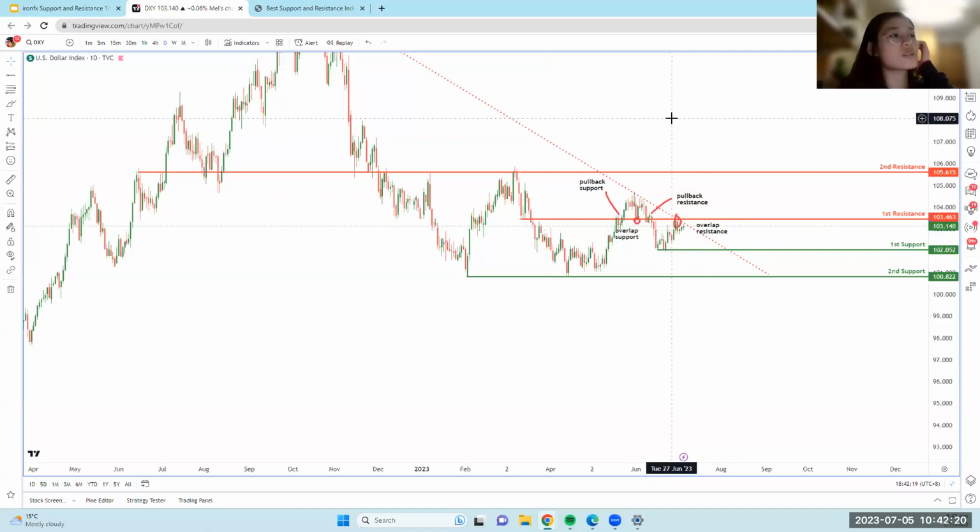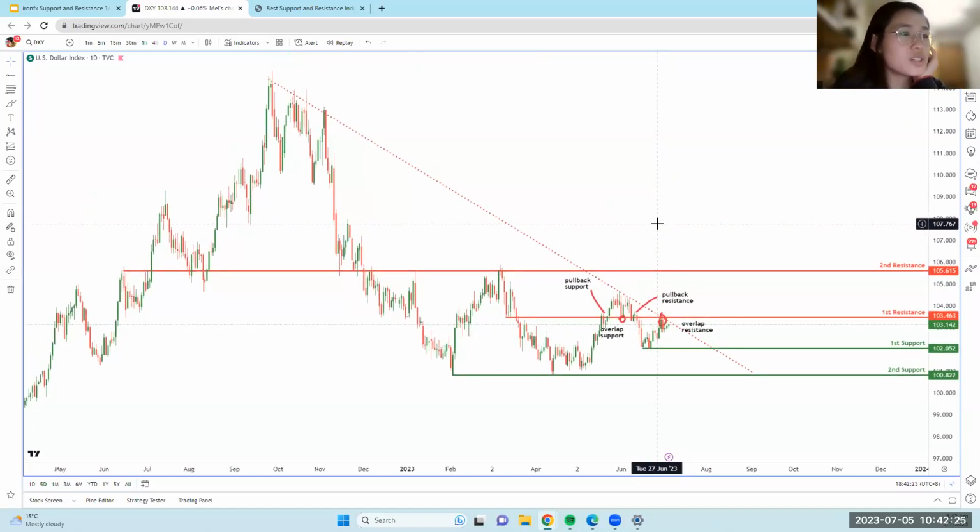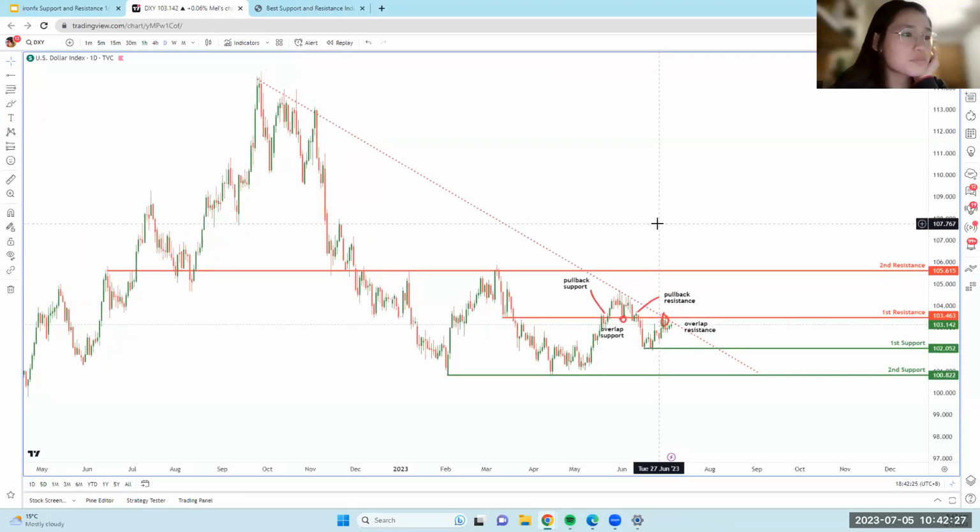Okay. I hope this made it a little bit clearer in case you were confused earlier on. But now that we have that, we're going to get into our Fibonacci levels.